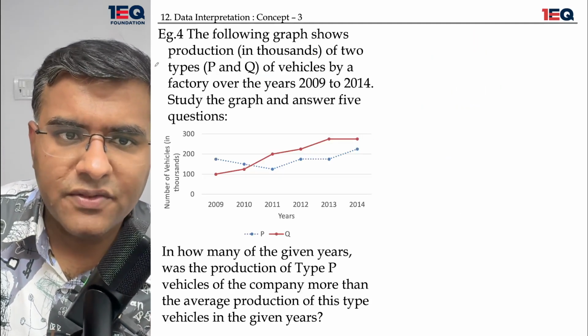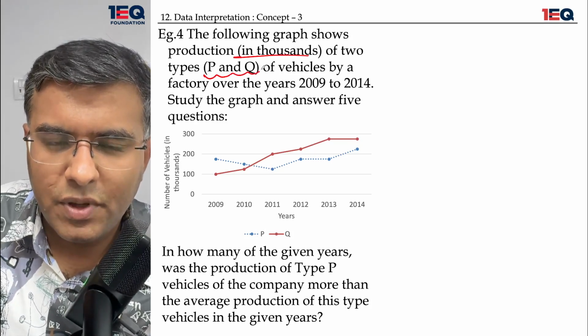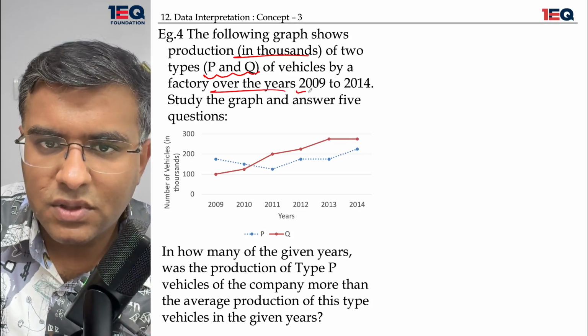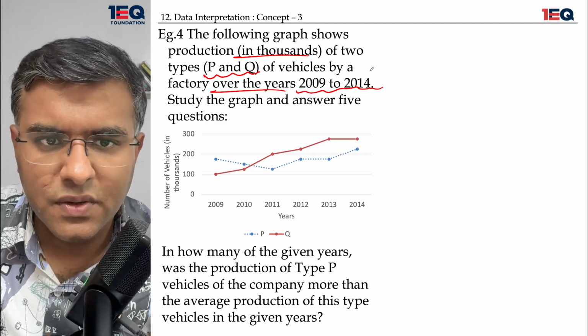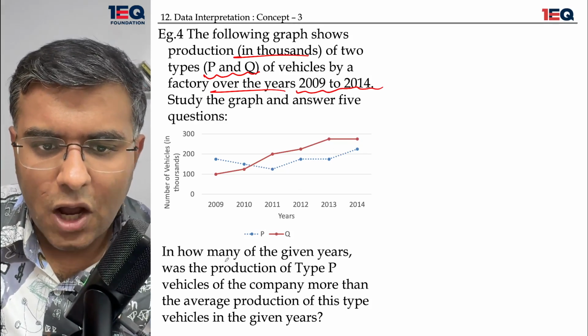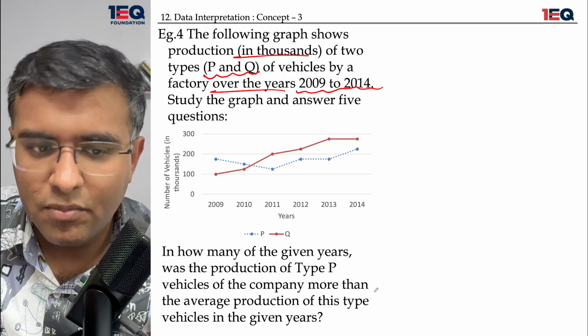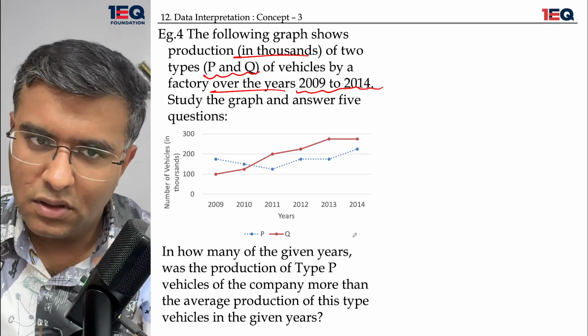The following graph shows production in thousands of two types, P and Q, of vehicles by a factory over the years 2009 to 2014. In how many of the given years was the production of type P vehicles of the company more than the average production of this type of vehicles in the given years?